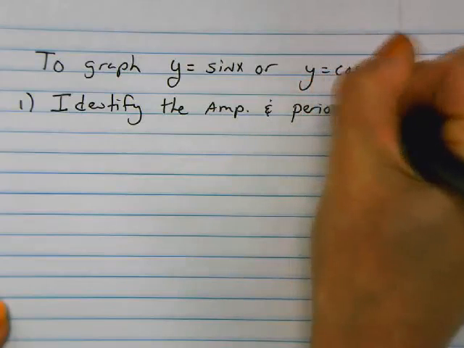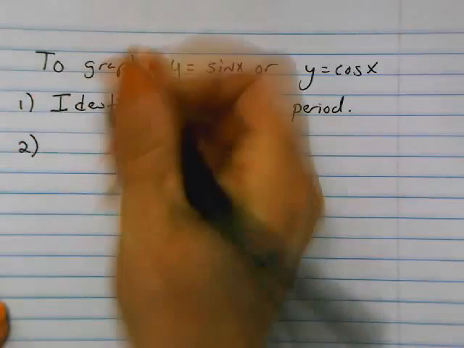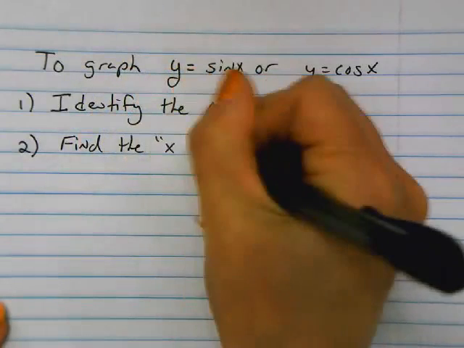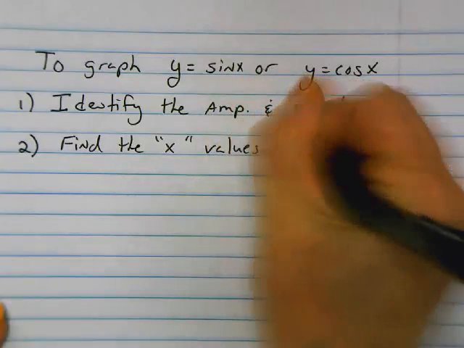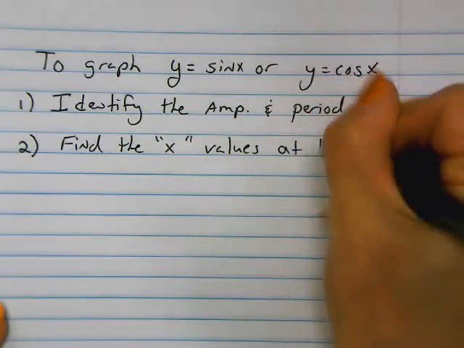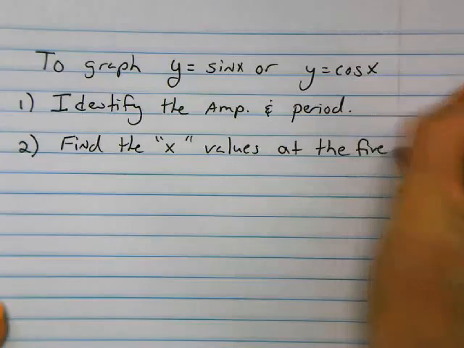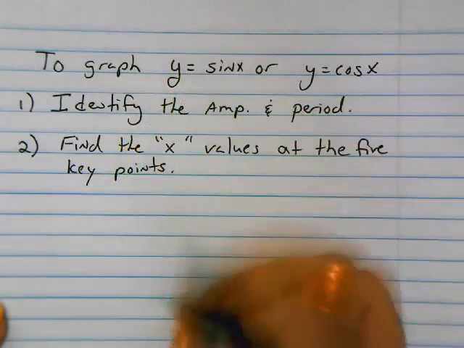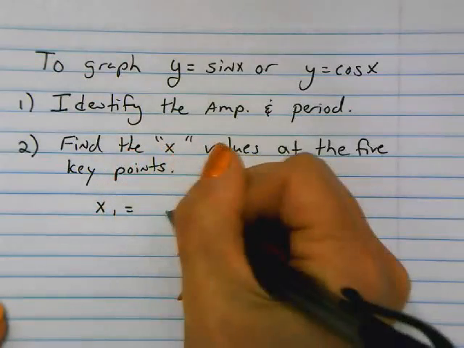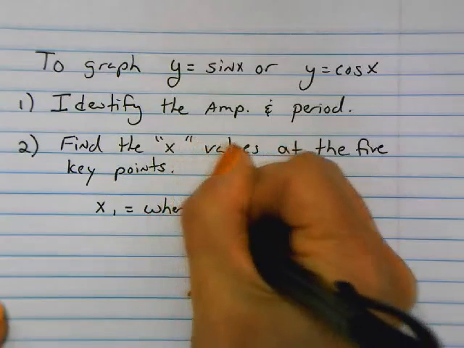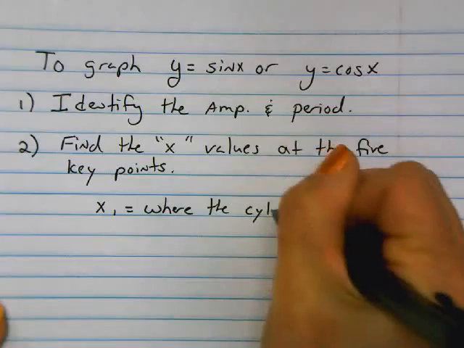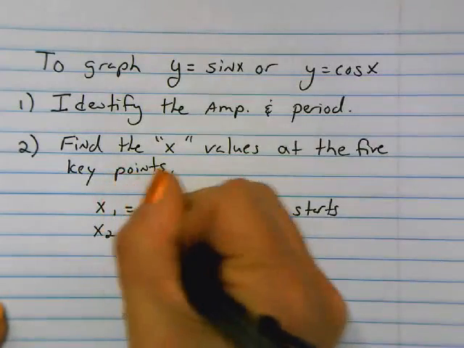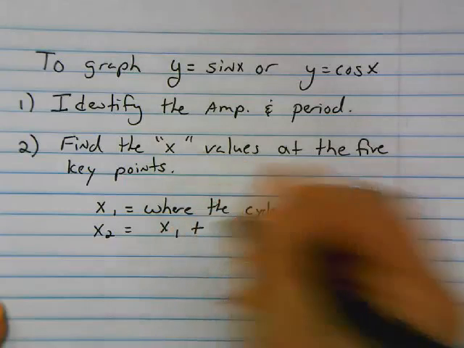Step 2, find the x values at the 5 key points. X sub 1 is where the cycle starts. X sub 2 is to take x sub 1 plus the period divided by 4.